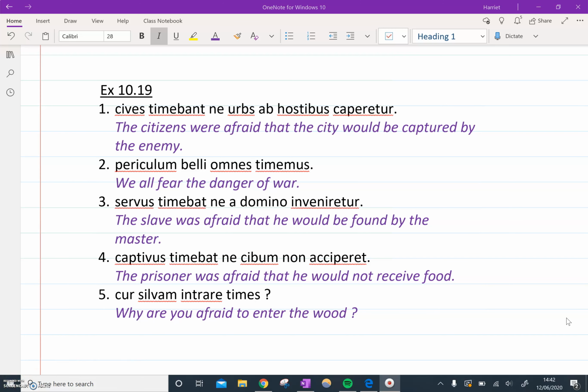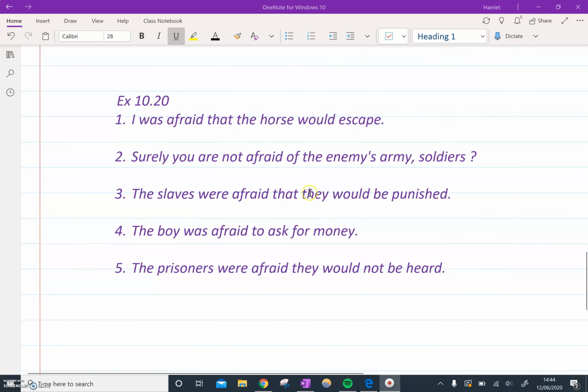If you are happy with this and you now fancy a challenge, how about having a go at exercise 10:20, some English to Latin. I'm going to do it with you now so you can follow the video. If you don't fancy a challenge, but you still want to consolidate your understanding of these clauses, then still watch what I'm doing here because it will give you a little recap of how these clauses are formed. Okay, here we go. Exercise 10:20 then, some lovely English to Latin.